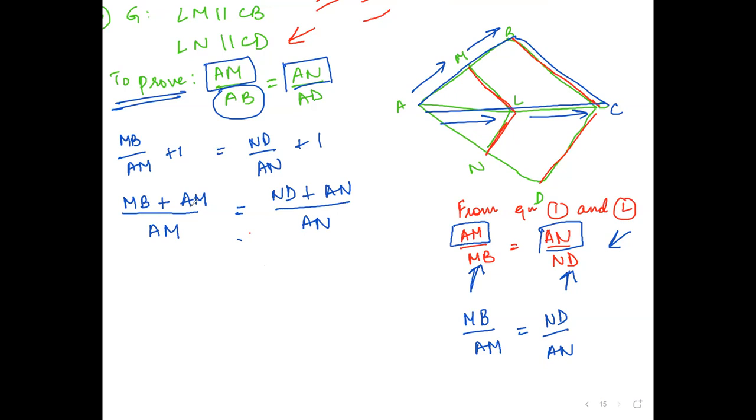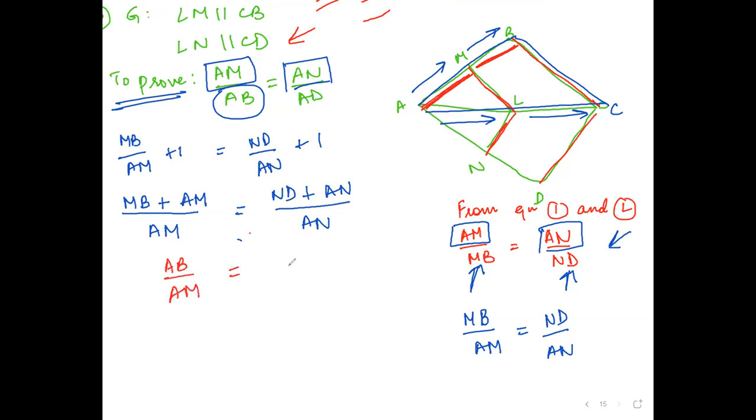Just look in the figure. What is MB plus AM? MB means this thing, MB, and AM means this. So if I add the two, what will I get? I'm getting the complete side, right? That means AB, isn't it? So I get AB divided by AM.